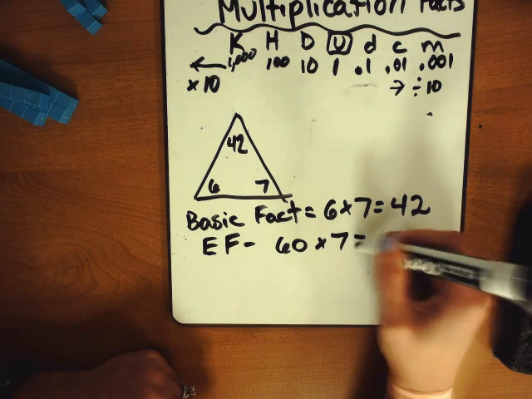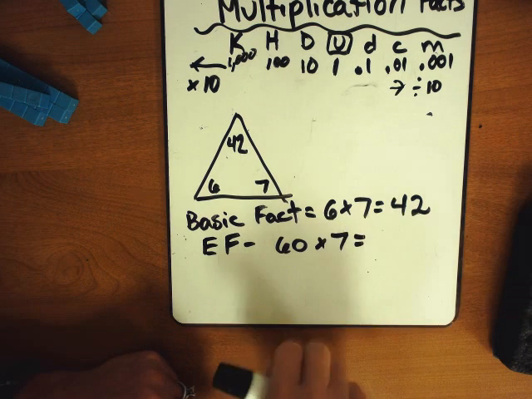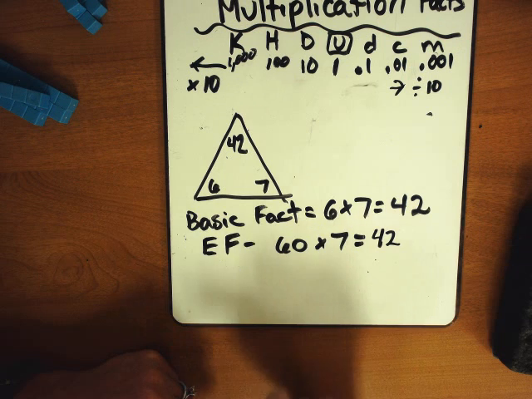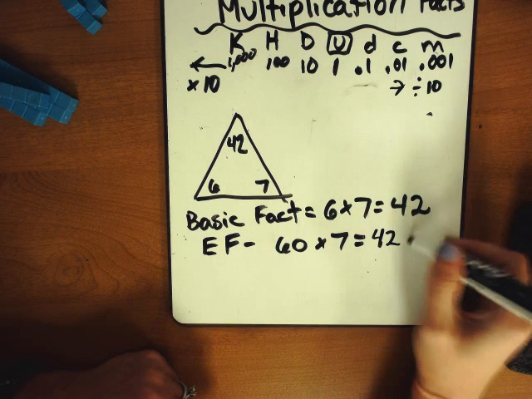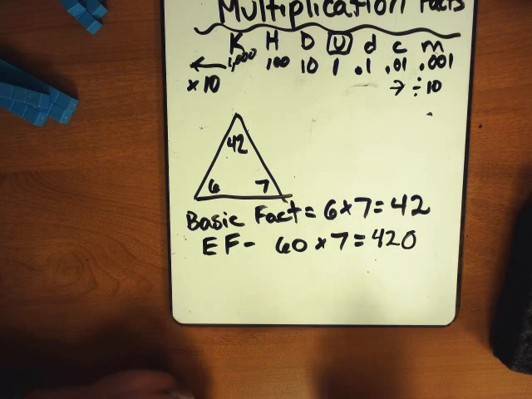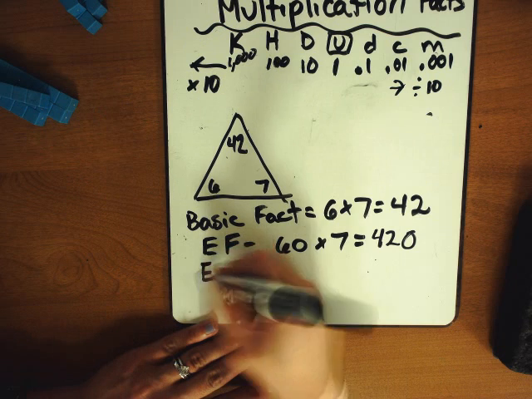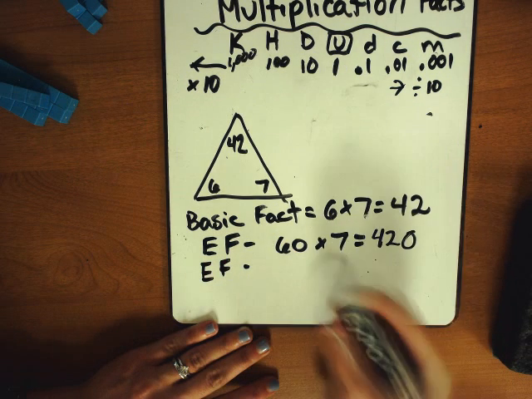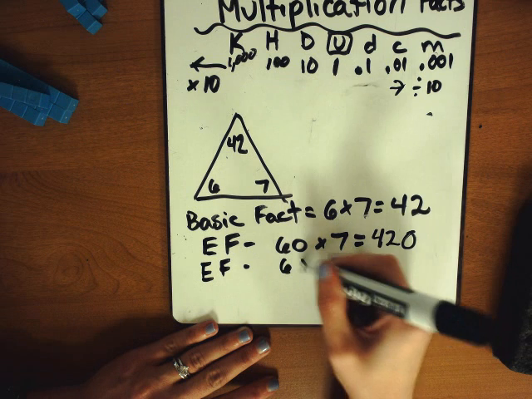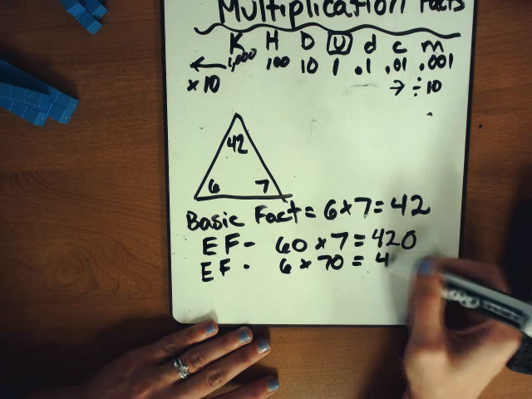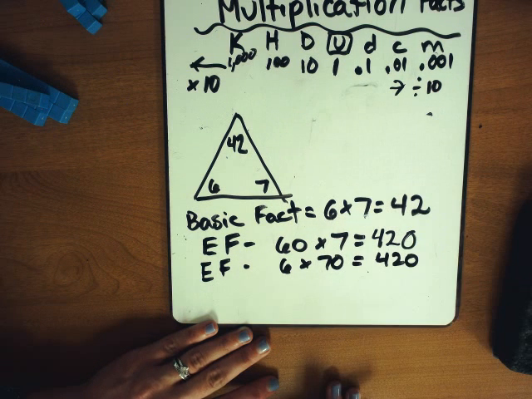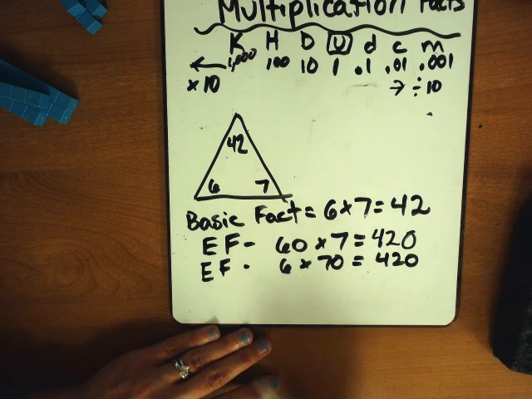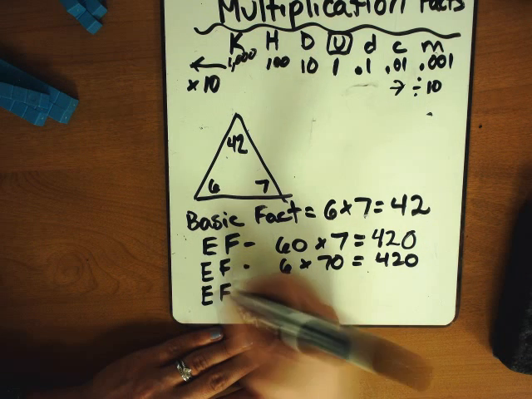60 times 7, okay? I'm going to use my basic fact. 6 times 7 is 42, and then I have one multiple of 10, 1 times 10, so 60 times 7 is 420. Another extended fact I could have done is multiplied my 7 times 10, so I could do 6 times 70 equals 420. Okay, I could have done 6 times 10 and 7 times 10 for another extended fact.